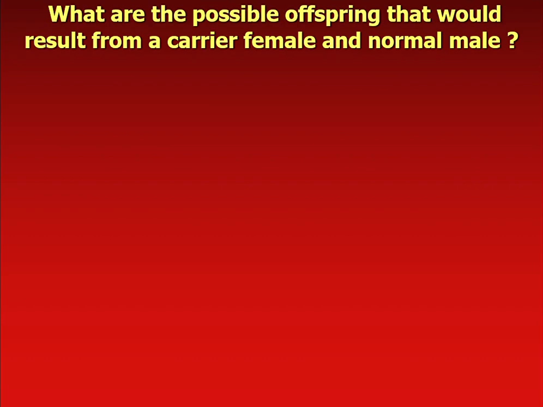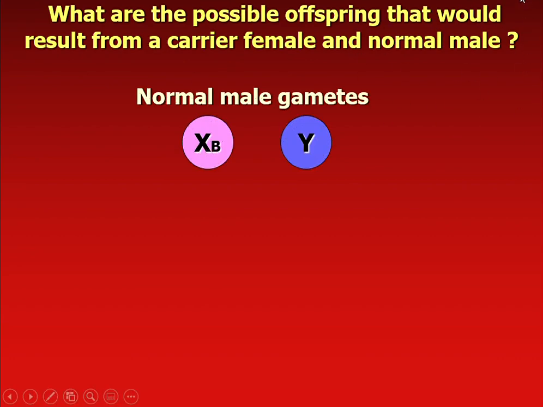So, step 1, we've already assigned letters. So we've said let capital B represent the normal gene, and we're going to let little letter b represent the colorblindness gene. So then step 1 is identify the parent genotypes. So what will a carrier female and what will a normal male be? So the normal male will be X^B Y. Remember, we've written it as superscript, slightly smaller than the X. Remember, this represents a whole chromosome. This is just one gene.